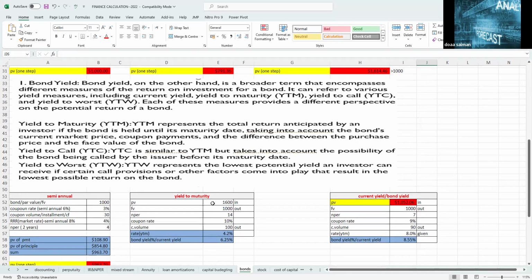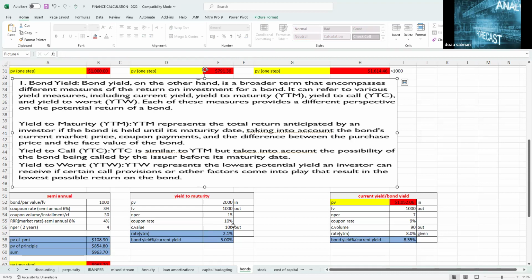So in the yield to maturity, the present value of the bond itself is 1,600. It is 2,000, it doesn't matter. So this is the present value. And the future value of it is 1,000. And the number of years, let's say it is 15. And the coupon rate that you signed for is 10%. So the coupon value here is 10% times 1,000. So this is the coupon value, and it is 500.